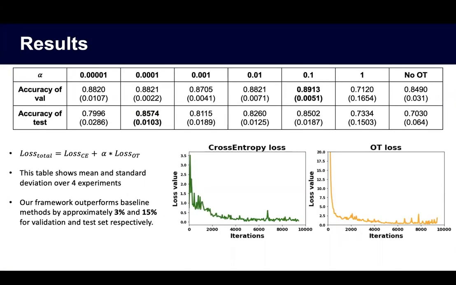In this slide, I'm showing the results of our OT regularized approach. The table here shows the accuracy for the validation and test sets for various alpha values. The numbers are mean and standard deviation over 4 experiments. We achieved the highest accuracy for the validation set when we set alpha to 0.1, and this gives us roughly the highest accuracy for the test set as well. By comparing with the baseline methods, our framework outperforms the baseline by approximately 3% and 15% for the validation and test set, respectively.